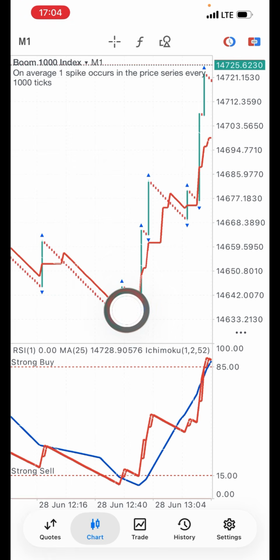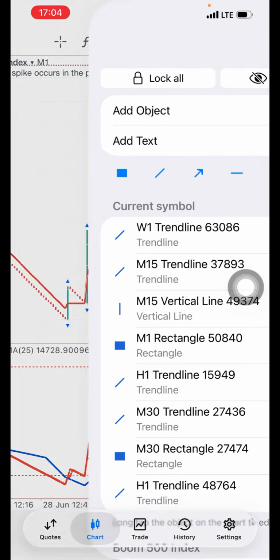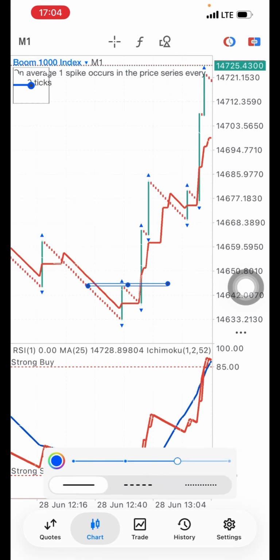Once you see this condition being met, you don't need to wait for any other condition, you take your buy immediately. Now this is how you do it. So this is the area where the spike happened.